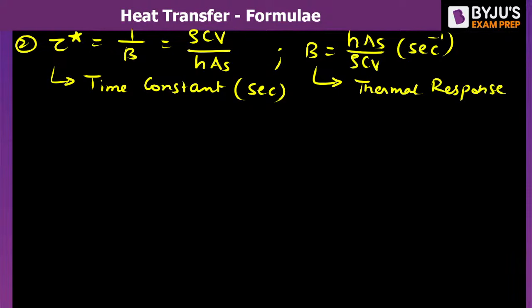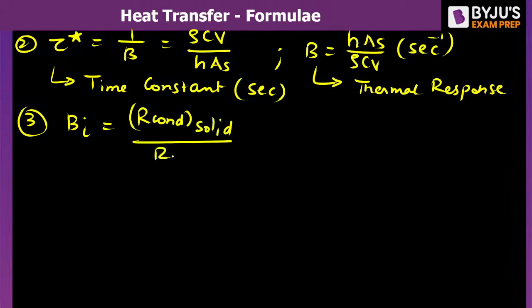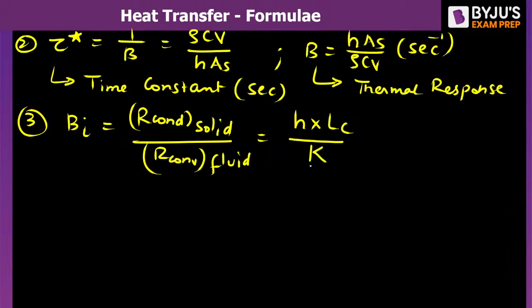Time constant is inversely proportional to thermal response. So there are dimensionless numbers defined. One is called the Biot number. The ratio of conduction thermal resistance for the solid to the convective resistance for the fluid is called the Biot number. That is h Lc by k.